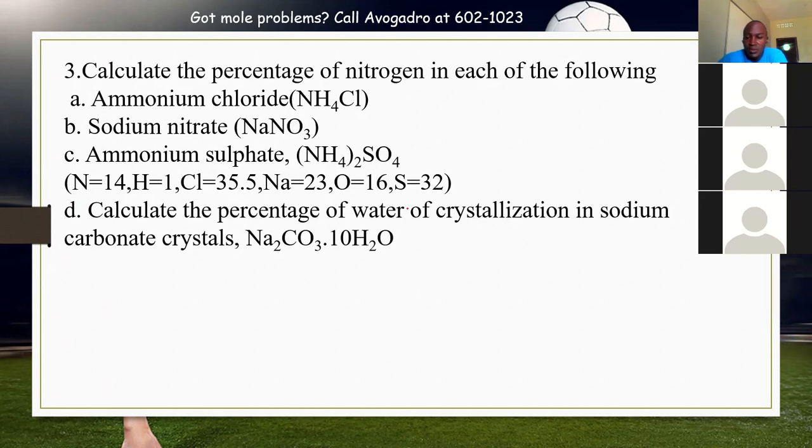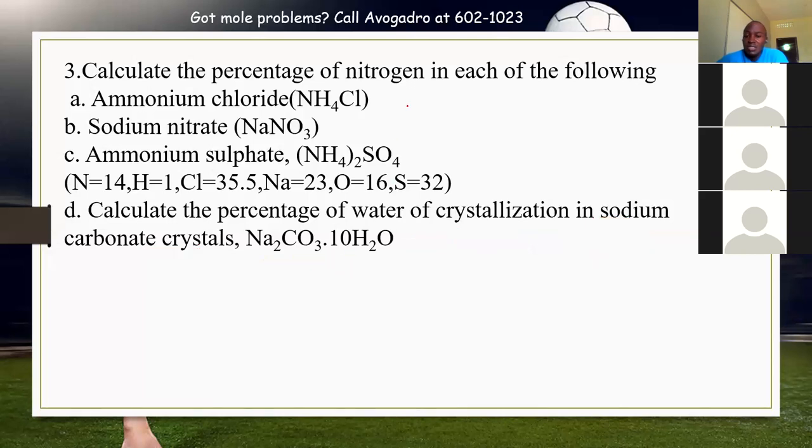Calculate the percentage of water of crystallization in sodium carbonate crystals. So you might have heard about water of crystallization and efflorescent substances. Sodium carbonate is an efflorescent substance because it will always lose this water of crystallization whenever it is exposed to the atmosphere to form sodium carbonate, and the 10 water will be released. However, they want us to determine the percentage of this water in our compound. So let's try and see what we shall need.